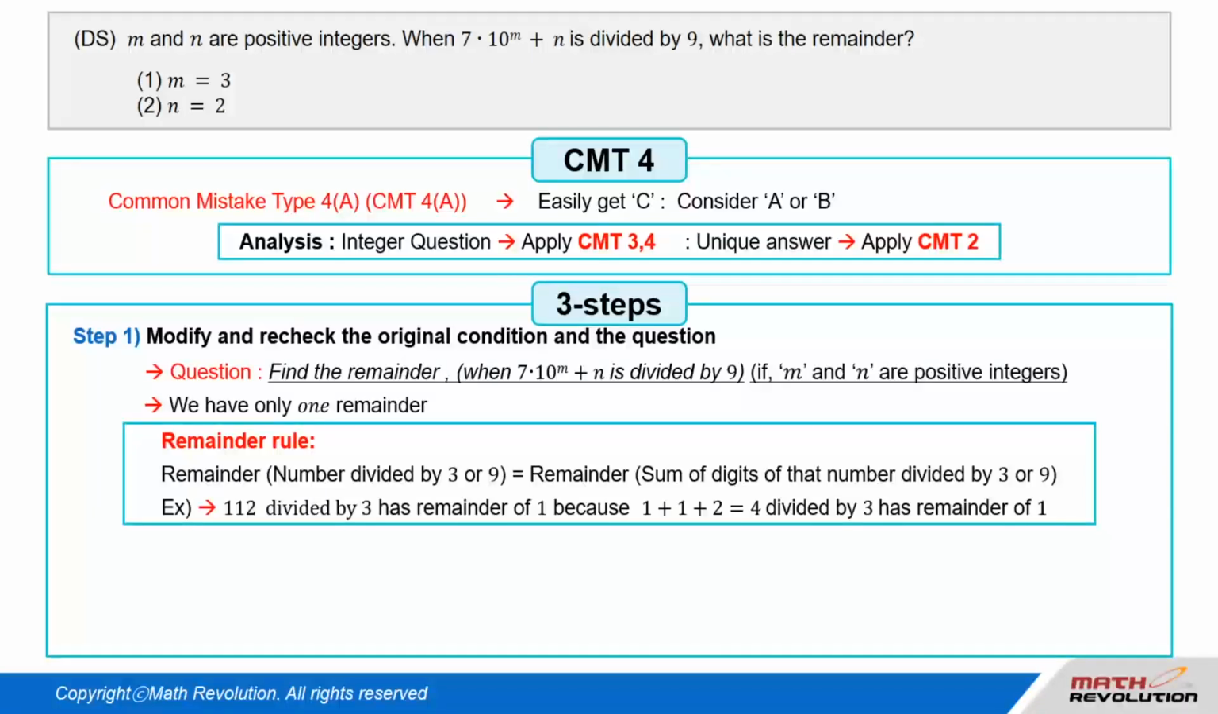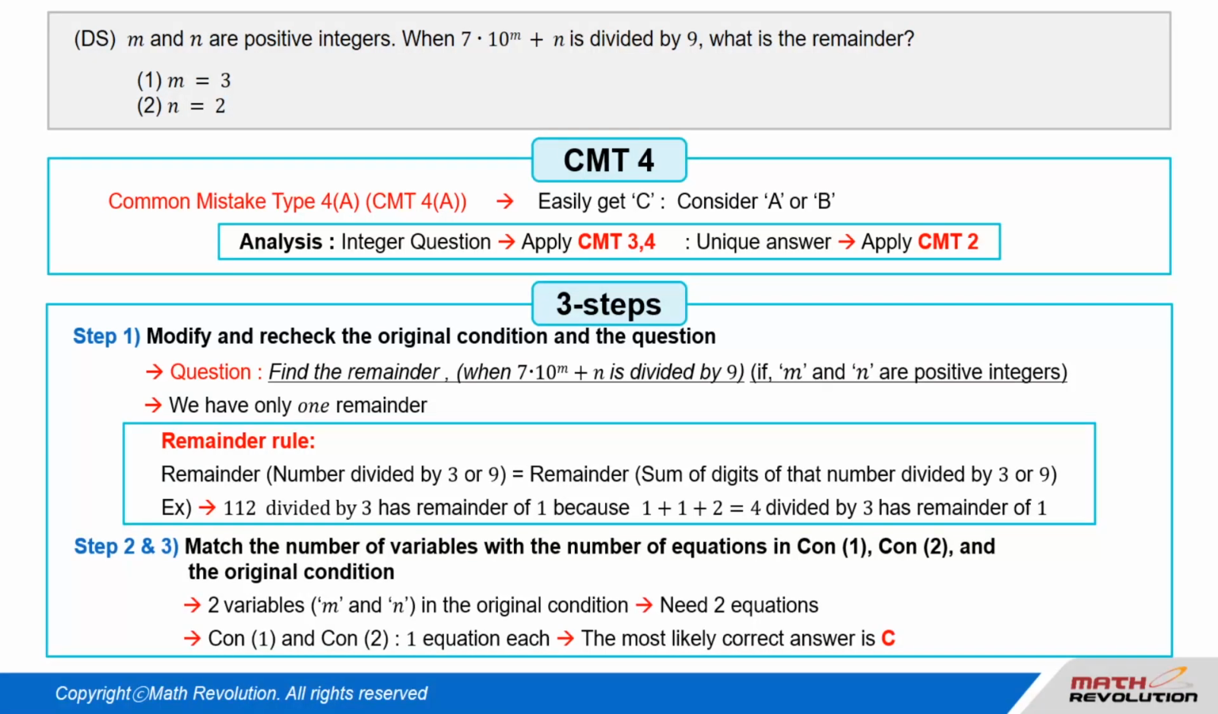At this point, we need to remember the remainder rules. The remainder after dividing a number by 3 or 9 is the same as the remainder after dividing the sum of digits of that number by 3 or 9. For example, we know 112 divided by 3 has a remainder of 1 because 1 plus 1 plus 2 equals 4, divided by 3, which has a remainder of 1. Wow, this is very important. It is no exaggeration to say that it appears in every exam. You're going to learn about this in lesson G19.